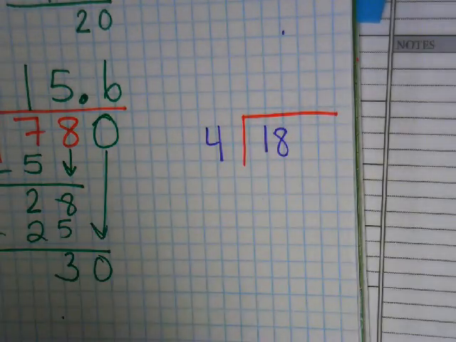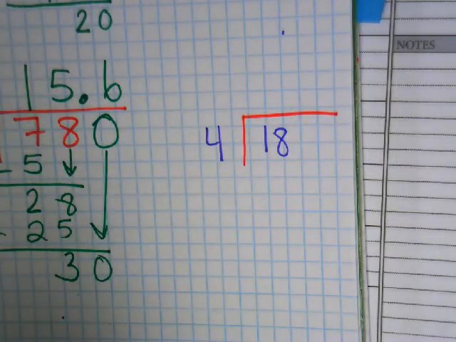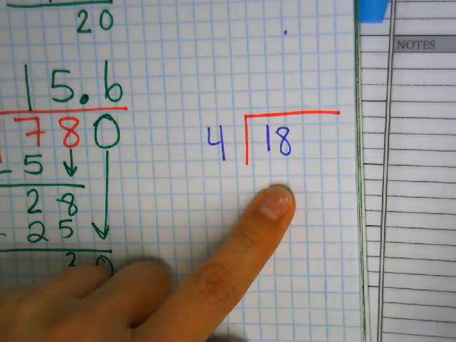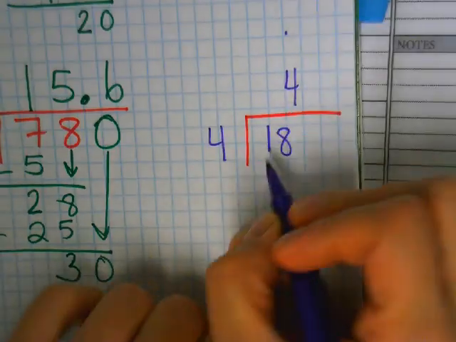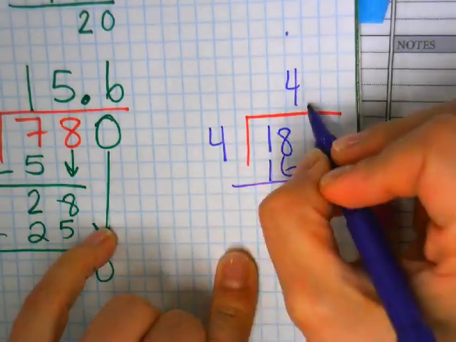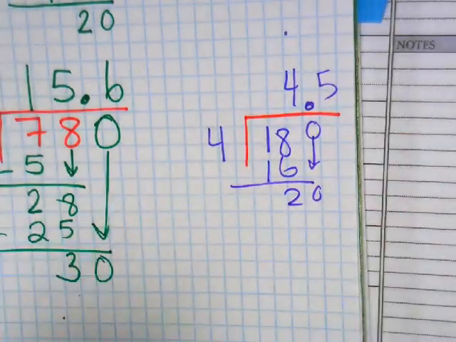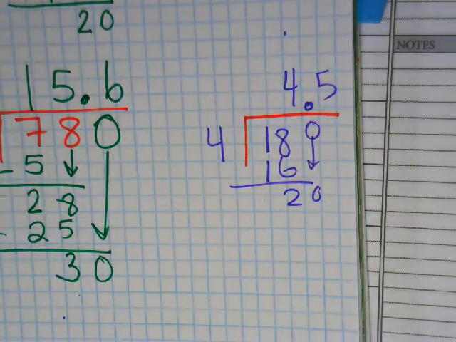Okay, Gael, what'd you get for this answer? Very good, Gael. 4 gives you 16. Remainder 2. Decimal 0. Bring it down. You got 20. And that's 5. 4.5. All right.